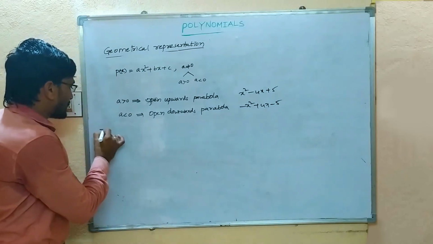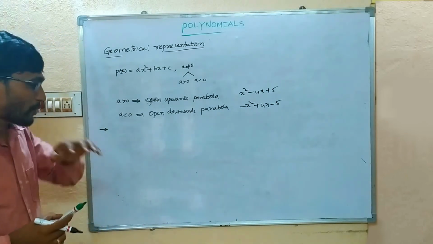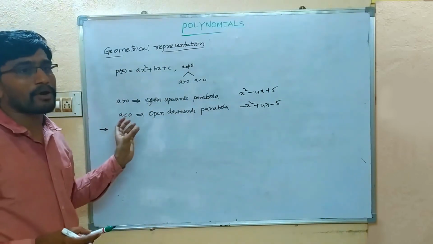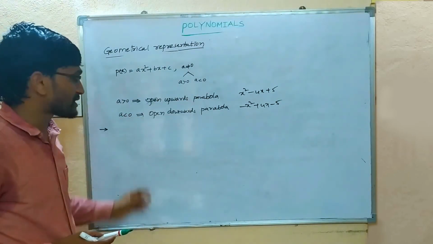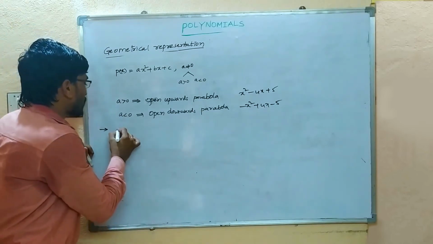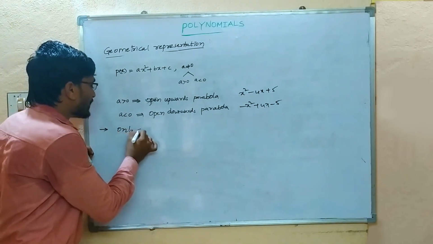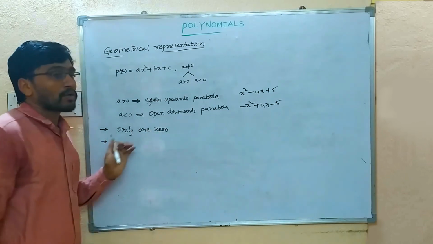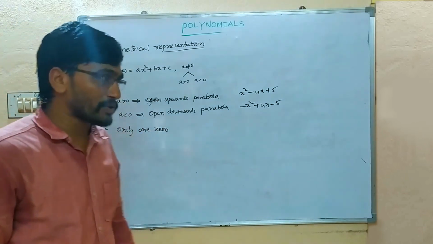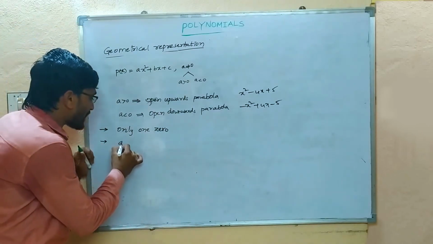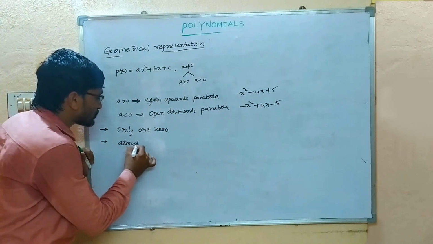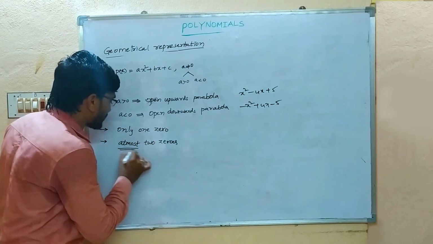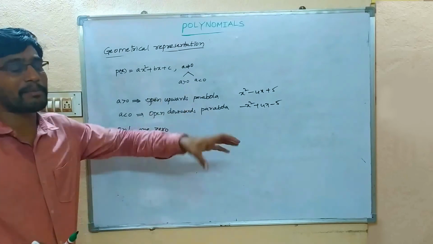Okay. Next, one more important point: the number of zeros of a polynomial. A linear polynomial has only one zero. A quadratic polynomial, how many zeros does it have? A quadratic polynomial has at most 2 zeros. What is the meaning of at most? At most is nothing but a maximum of 2 zeros.